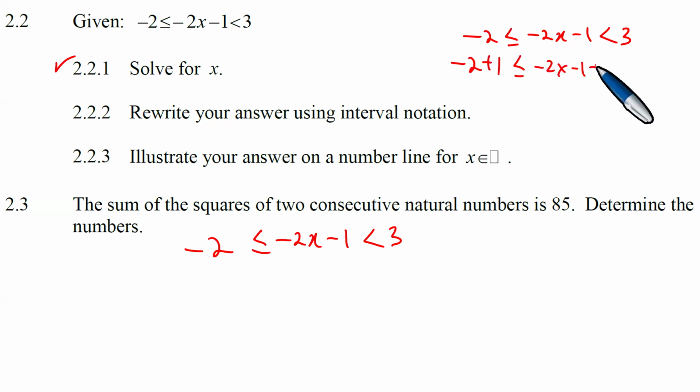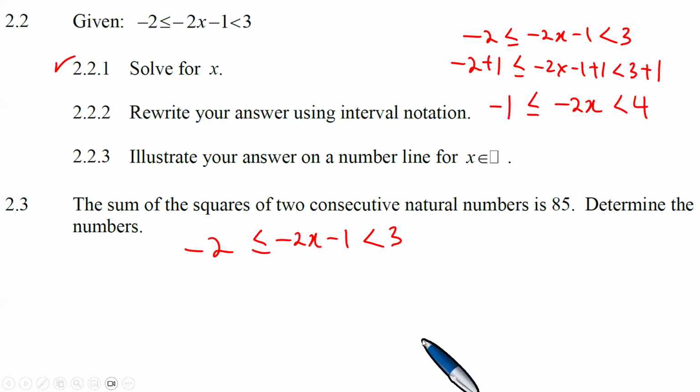We add 1 here, and here, and there. So you add 1 like that, because if you want to remove minus 1, you add plus 1. Because what is minus 1 plus 1? It's 0. And then 3 plus 1 is 4. Well done. And then minus 2 plus 1 is what? It's minus 1.